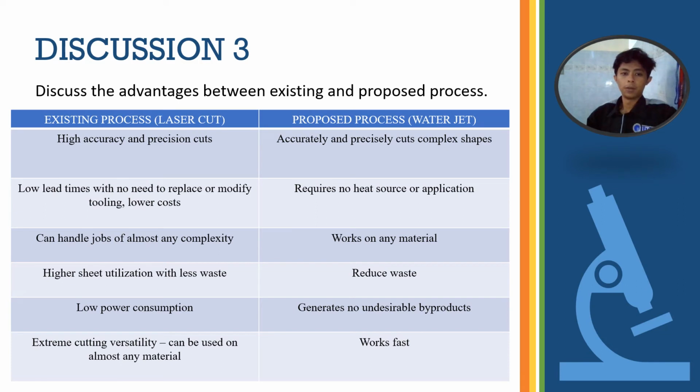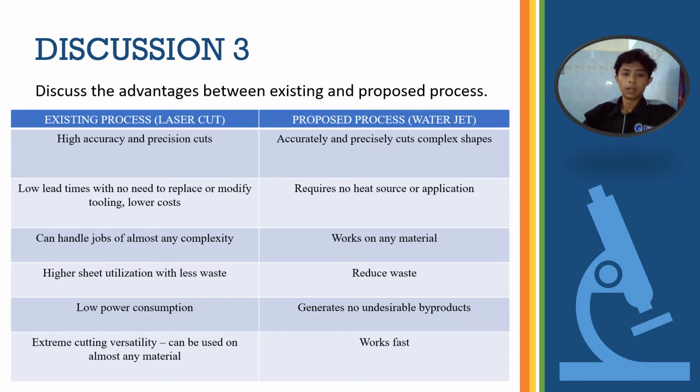For discussion 3, I will discuss the advantages of laser cut and water jet. If you're working in the field of manufacturing and you're considering using laser cutting in your next project, you may be wondering what the advantages are. Is laser cutting really better than traditional cutting, lunge, punch, and other similar tools? The advantages of laser cut are high accuracy and precision cut, short lead time as we do not need to replace or modify tooling, it can handle the job of almost any company, higher sheet utilization with less waste, low power consumption, and the last one is extreme cutting capacity that can be used on almost any material.